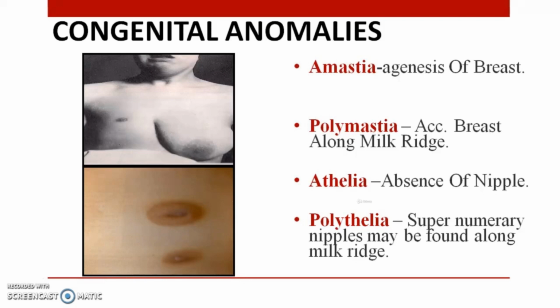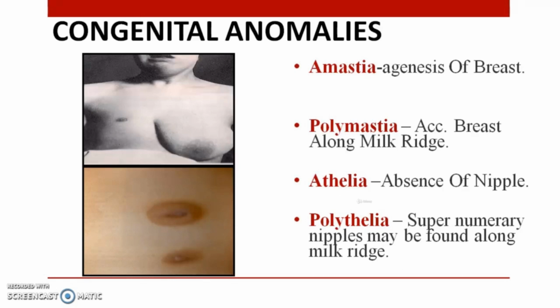Polymastia is a condition where accessory breasts along the milk ridge will be seen. We have already seen in the development of the mammary gland, there will be a milk ridge extending from the axilla till the inguinal region. So along this milk ridge, if more than one mammary gland is developed, in that condition we will call it polymastia. And another condition we will call athelia, where absence of the nipple will be seen. So the whole of the mammary gland, if it is absent, we will call amastia, and the absence of the nipple alone we will call athelia.